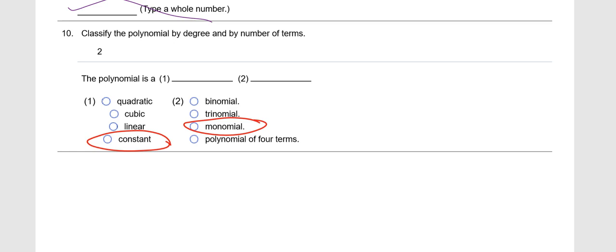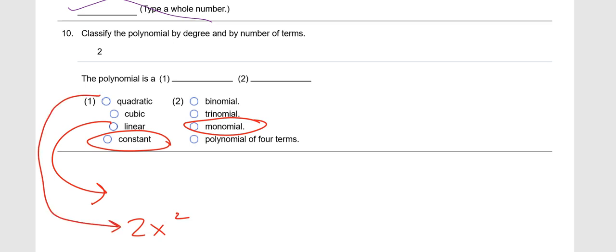If it was linear, what would it be? How could we change this to make it linear? What could we do to make it a linear monomial? If I added x squared, if I made it 2x squared, it would no longer be linear, it would be quadratic. That would be a quadratic monomial. So what would be a linear monomial? Yes, 2x. Those are examples of linear monomials or quadratic monomials. This one, plain old 2, is a constant monomial.